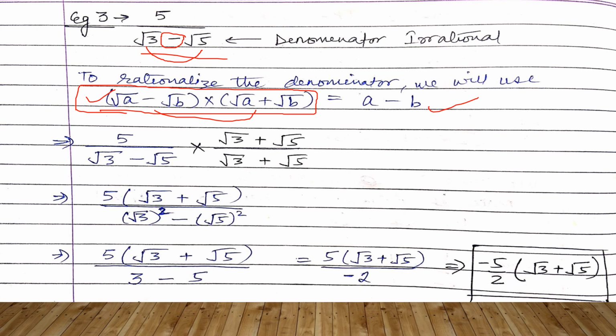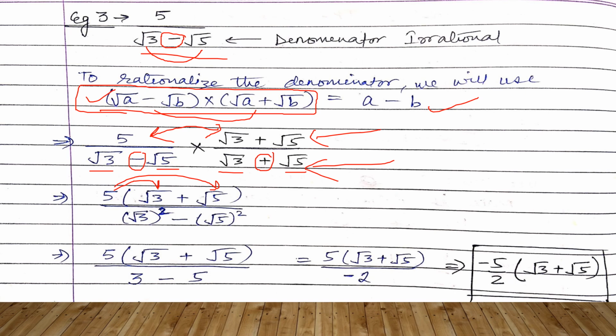So if I consider a as root 3 and b as root 5 and it is a minus b, I have to multiply with a plus b. See this thing? Whatever sign is here, I have done the opposite of that. And as I am multiplying the denominator, I have to multiply in the numerator also. After that, multiply these two. We will get 5 into bracket root 3 plus root 5. That is, it will multiply in this as well as this by the distributive property of multiplication.